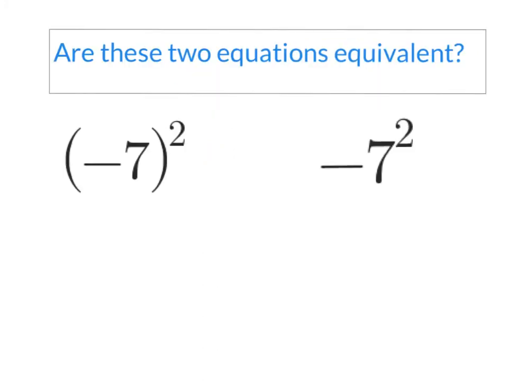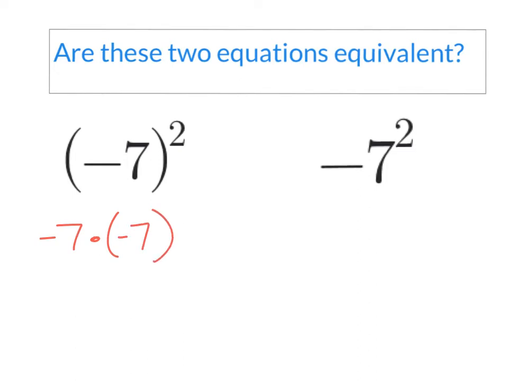Okay, remember we talked about these problems, so are these two equations equivalent? And they are not. This first one means negative 7 is being squared. So when we write that out, it looks like this. Negative 7 squared is negative 7 times negative 7.